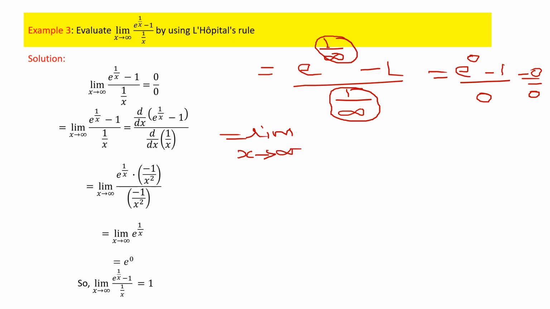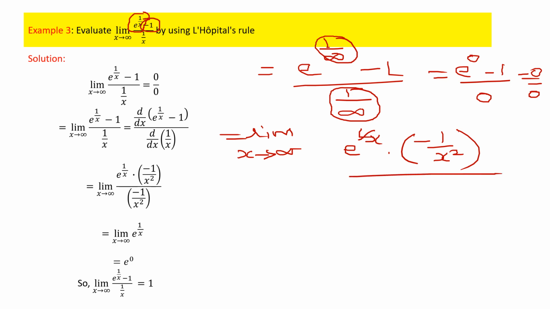What is L'Hopital's rule? We have to differentiate the numerator separately, and we have to differentiate the denominator separately. Here in the numerator we have e to the power 1 over x. The derivative of e to the power 1 over x is e to the power 1 over x times, by using the chain rule, the derivative of 1 by x, which will be minus 1 by x power 2. Then the second term, we have minus 1. The derivative of minus 1 will be 0.